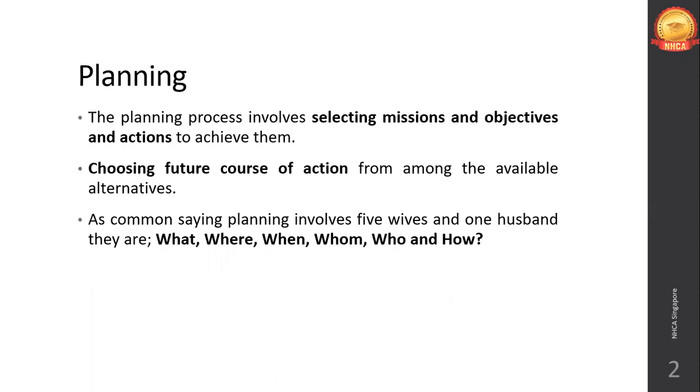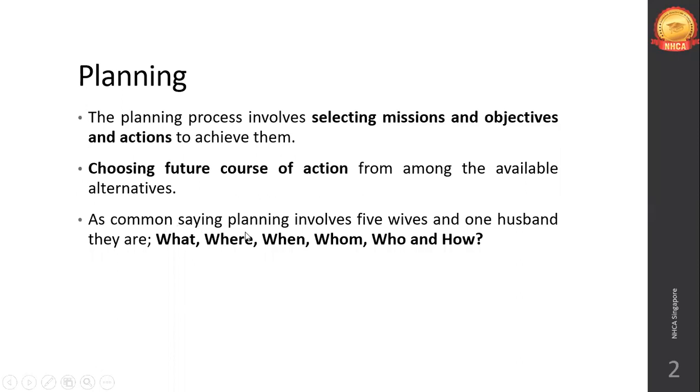Planning is a process which involves selecting missions, objectives and actions. Later we will see the meaning of each of these words: mission, objective, action. What is planning? It means choosing a future course of action. The things which I have bolded in this slide, pay attention to only those. They will give you the meaning. Choosing a future course of action among the available alternatives. You have many choices, but you choose only one course of action for your future actions. That is your planning.